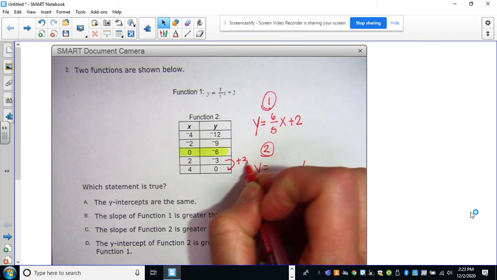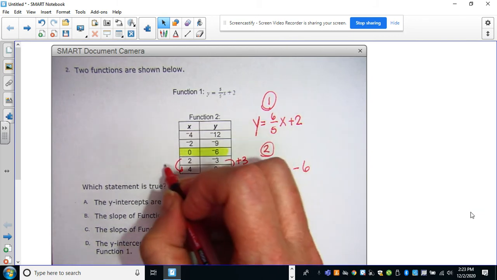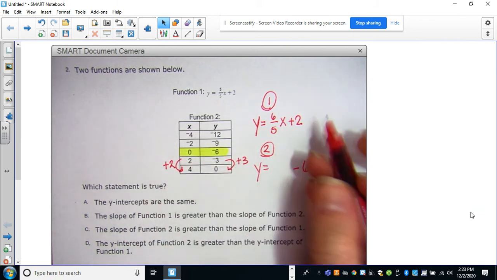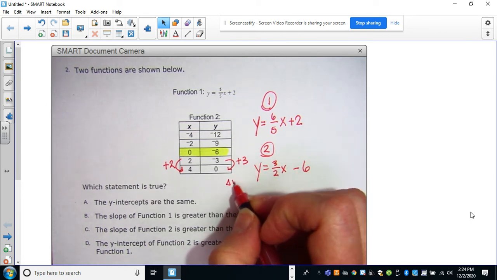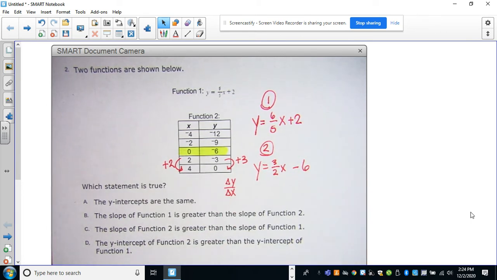I added 3 here, and I added 2 here. So 3 over 2x minus 6. You do the change in y's over the change in x's. So now I have my two different functions.